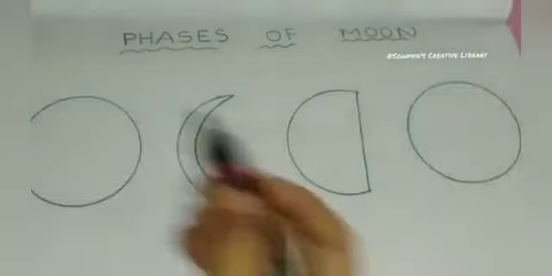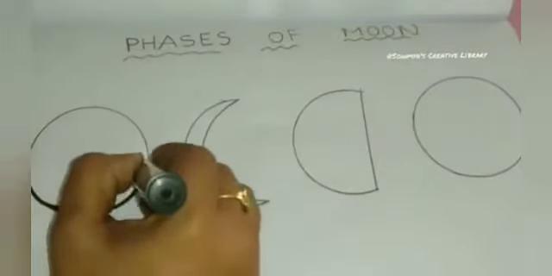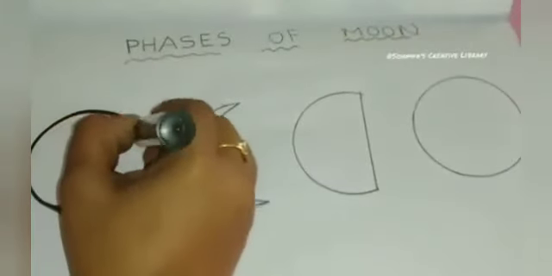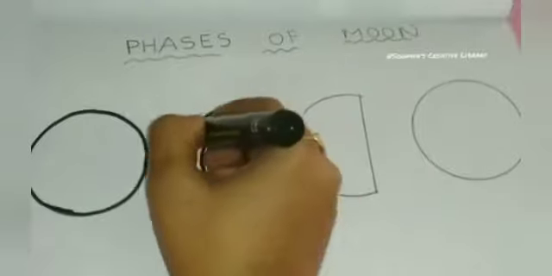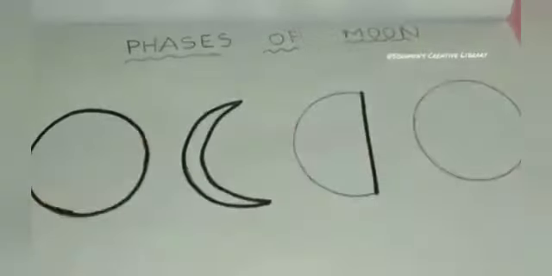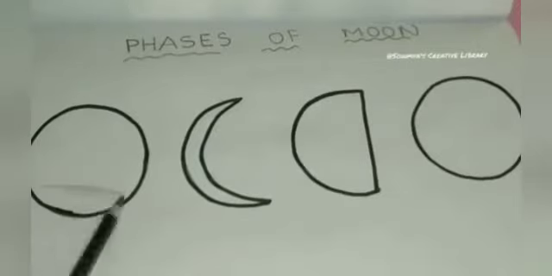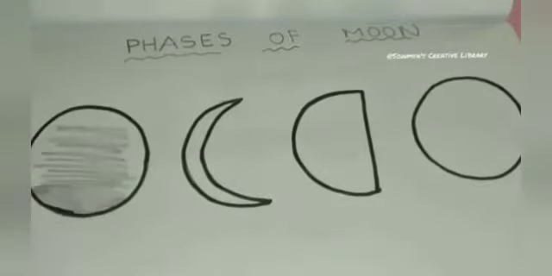You can see the four phases of the moon on the screen. You can darken your outline with a marker or any color, but if you use a black marker for the outline, it will be the best. Okay, my outline is complete. Now I am going to fill the first phase of the moon with pencil color.